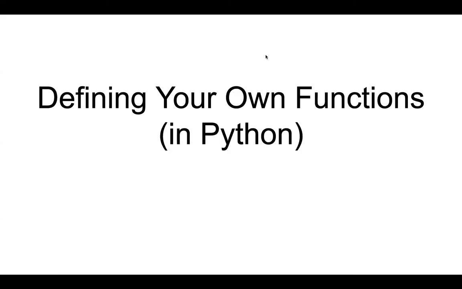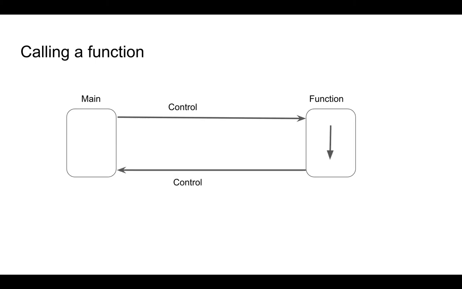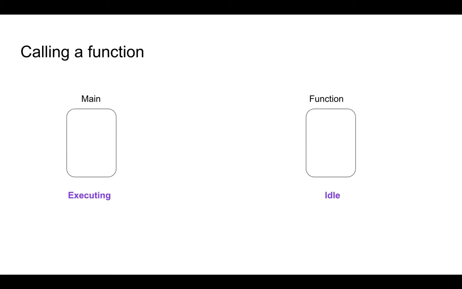In this video, we talk about defining your own functions. Before you write your own functions, it is helpful to understand that when a function is called by the main program, control is passed from the calling program to the function, the function code executes, and when that process is complete, control is returned to the calling program. We can think of this as program execution taking a bit of a journey from the calling program to the called function and back again.